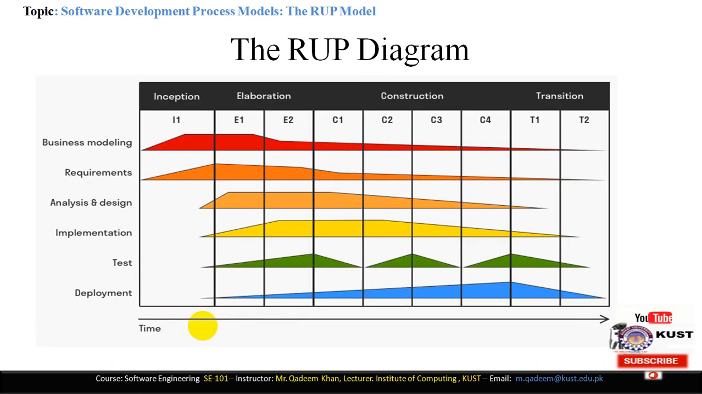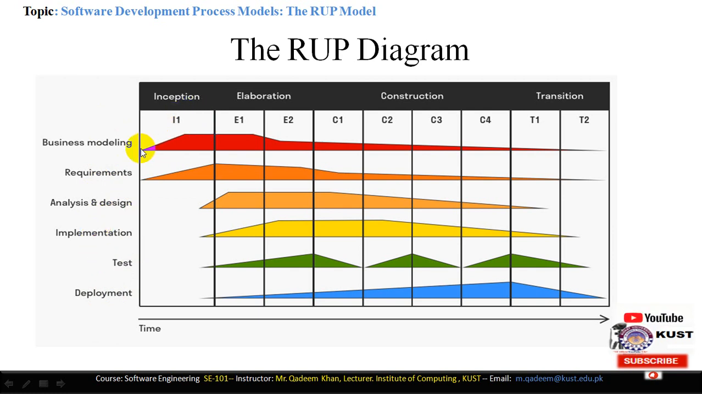Okay. This is also another diagrammatical representation, but it utilizes different sorts of graphs here. You can see there are different graphs. First one is the inception, then we have the elaboration, then we have the construction, and the last one is the transition phase. In the inception phase, we will in fact use all the phases of the waterfall model, that is the business modeling, requirements, analysis and design, implementation, testing, and deployment. These are all the phases of the waterfall model.